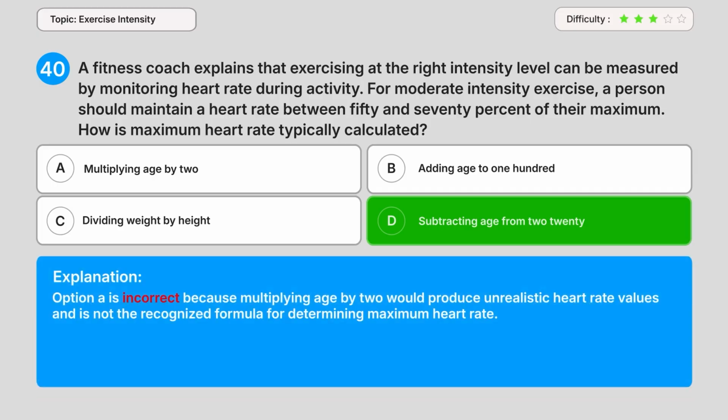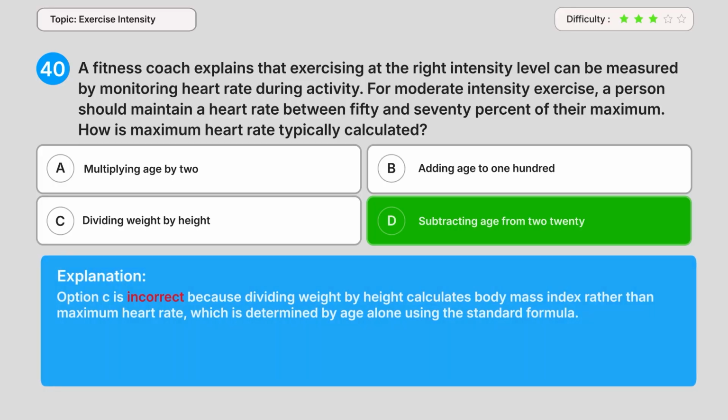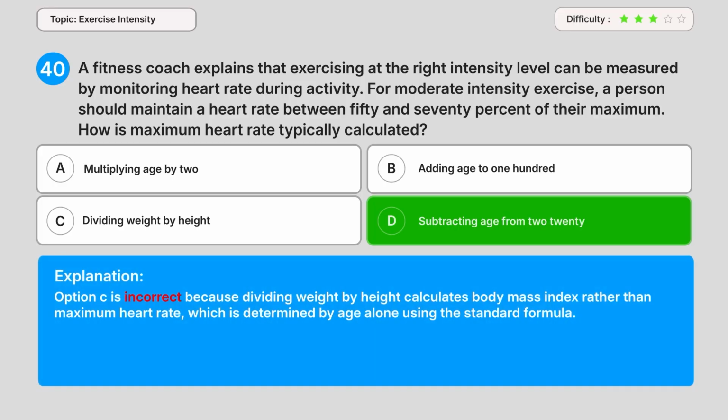Option A is incorrect because multiplying age by 2 would produce unrealistic heart rate values and is not the recognised formula for determining maximum heart rate. Option B is incorrect because adding age to 100 would produce inaccurate maximum heart rate estimates and is not the standard calculation used in fitness assessment. Option C is incorrect because dividing weight by height calculates body mass index rather than maximum heart rate, which is determined by age alone using the standard formula.